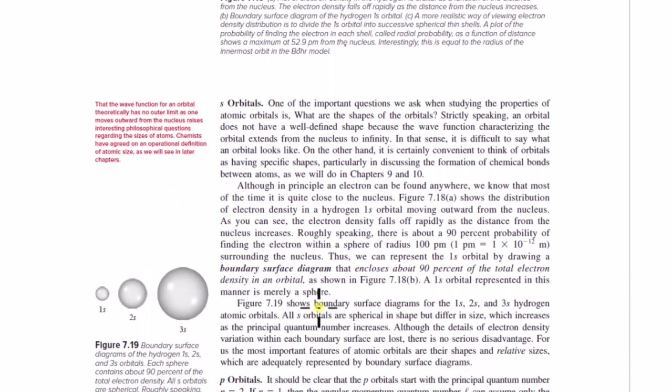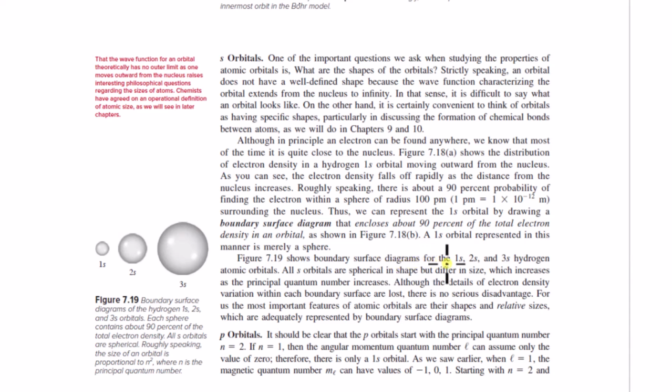Figure 7.19 shows boundary surface diagrams for the 1s, 2s, and 3s hydrogen atomic orbitals. All s orbitals are spherical in shape but differ in size, which increases as the principal quantum number increases. Although the details of electron density variation within each boundary surface are lost, there is no serious disadvantage. Like we were just talking about, if you studied quantum mechanics, it's not that simple. We don't technically learn those details in general chemistry.